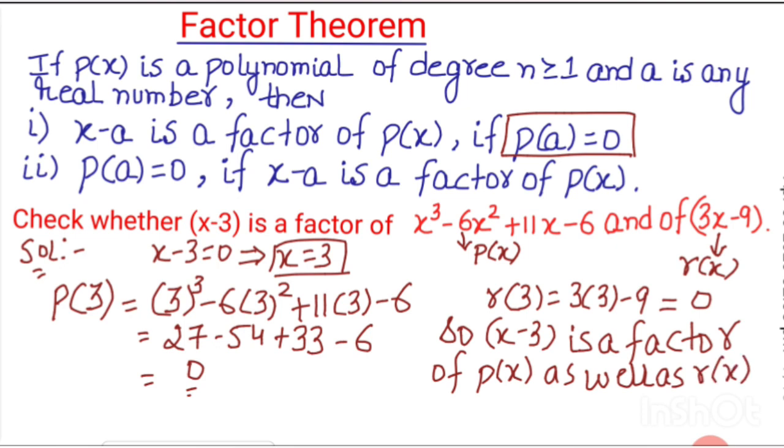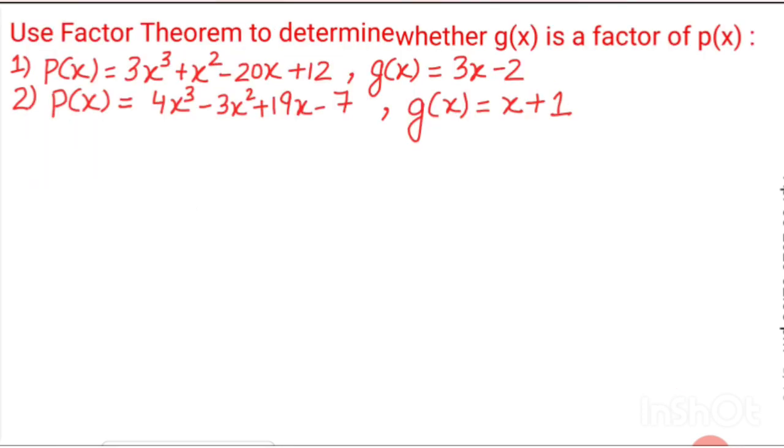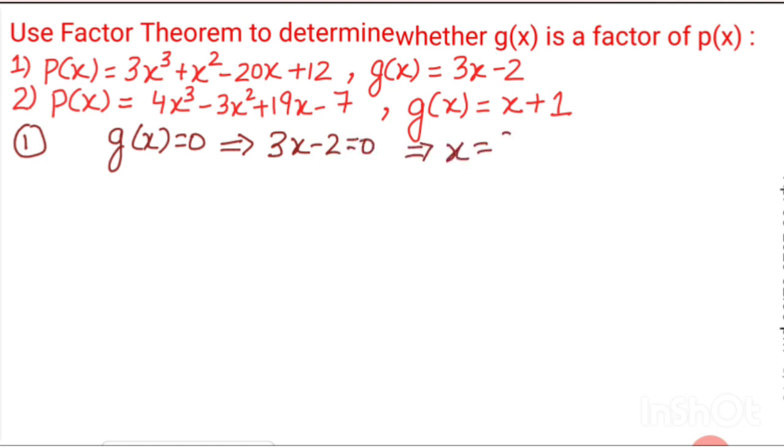Okay. Now use the factor theorem to determine whether g(x) is a factor of p(x) or not. In the first question, p(x) is given as a cubic polynomial and g(x) is a linear polynomial. So first of all, find the zero of this polynomial by putting g(x) equals 0. Now g(x) equals 0 implies 3x minus 2 equals 0, so x equals 2 by 3.